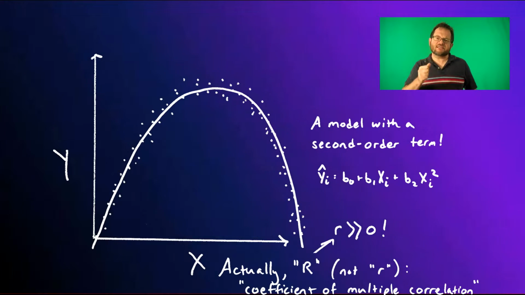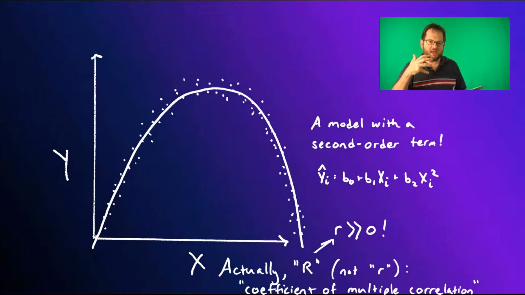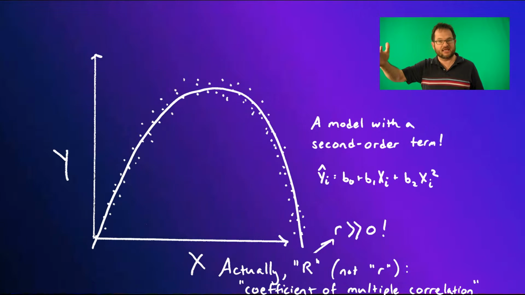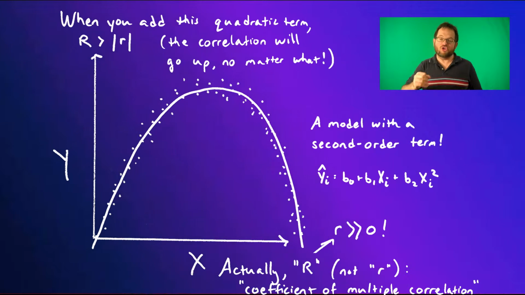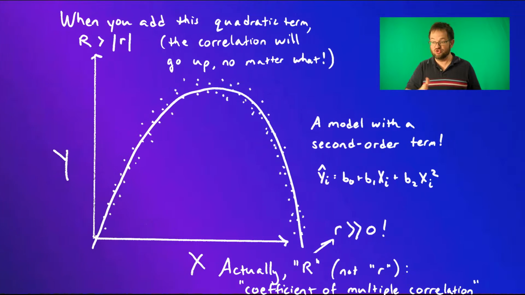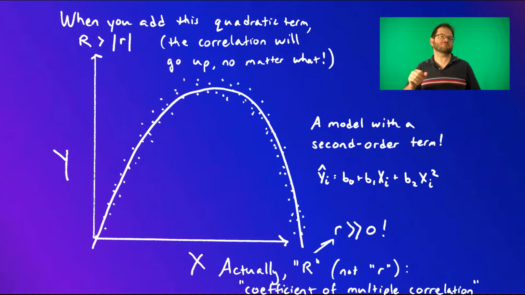Now, something astonishing happens when you add another term to your regression model, like when we moved up to the x squared term here. When you add that quadratic term, I absolutely 100% guarantee to you that your new big R, your new coefficient of multiple correlation for this new equation that has a squared term in it, will be bigger than the absolute value of your old correlation was. It always will be. It will always explain more variance. It will always have a higher correlation.